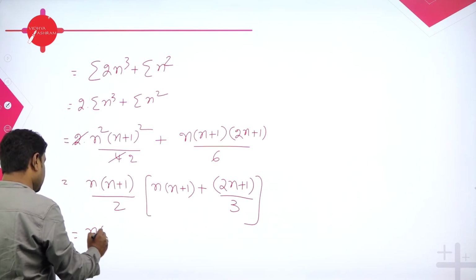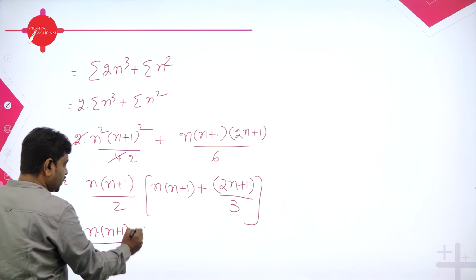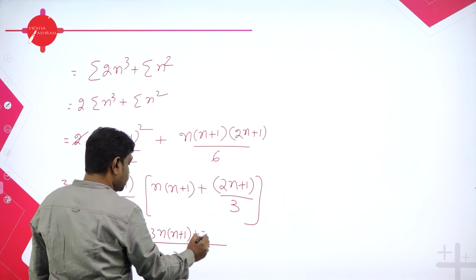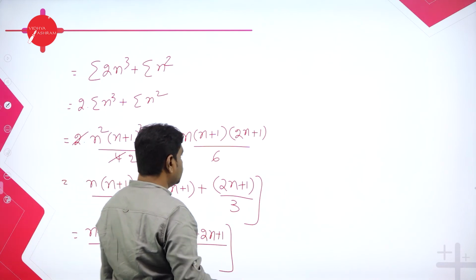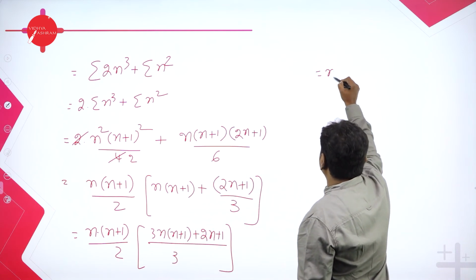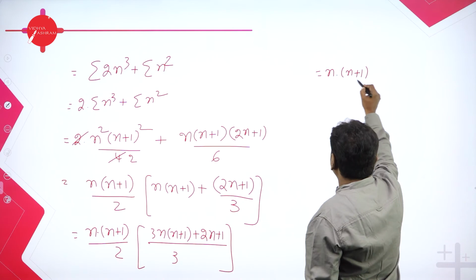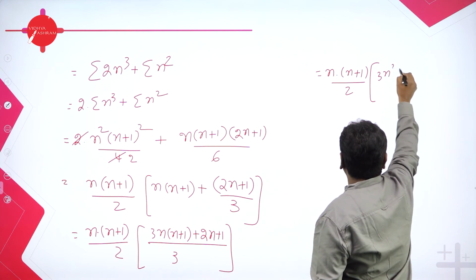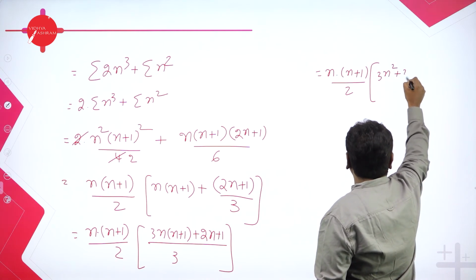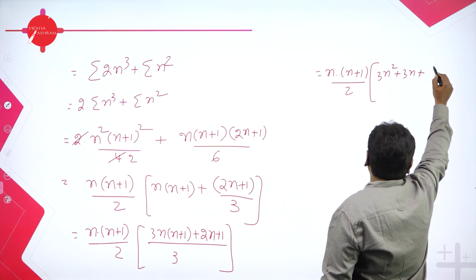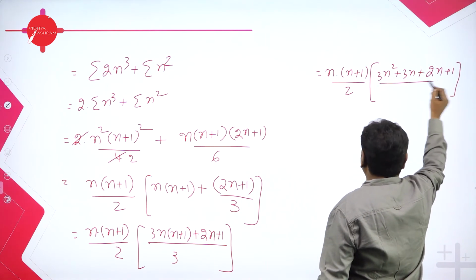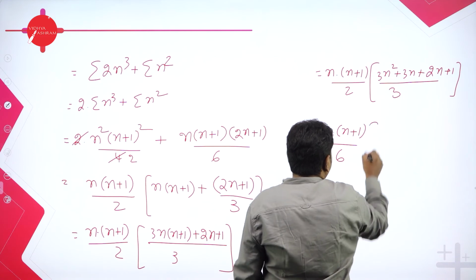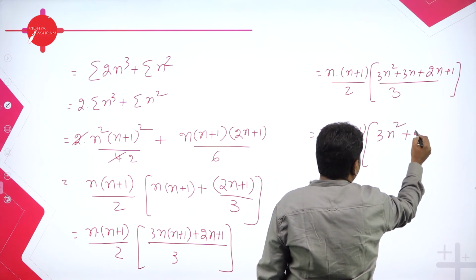Now further simplify, n into n plus 1 by 2. Take LCM. LCM is 3. 3 into n plus 1 plus 2n plus 1. So now further simplify this. We will have n into n plus 1 by 2 into, so if you simplify this, we will be left with 3n square plus 3n plus 2n plus 1 by 3. This 3 you take it out. So now I'll write n into n plus 1 by 6, and this is 3n square plus 5n plus 1.